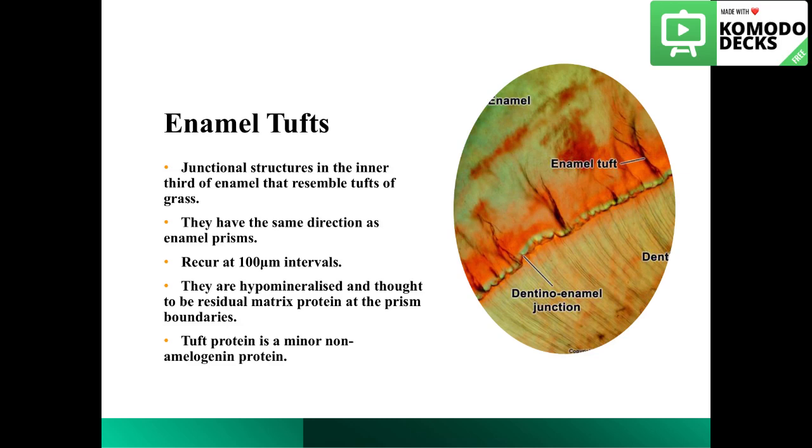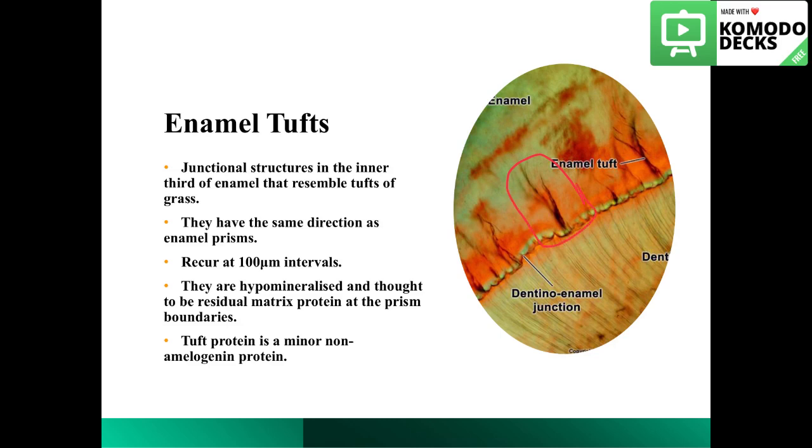Also, at the dentino-enamel junction, we can see what are called enamel tufts. As we can see, tuft means something that looks like grass. They have the same direction as enamel prisms because they are a component of enamel. They are hypomineralized areas that show residual matrix proteins.